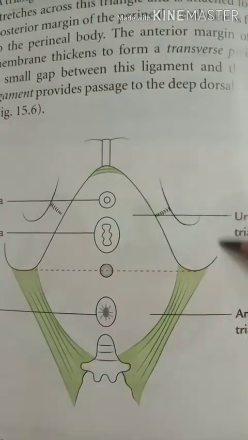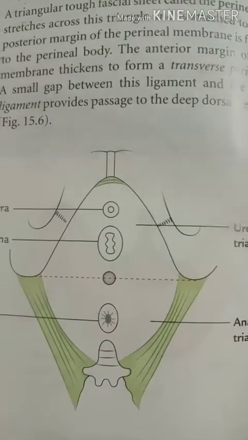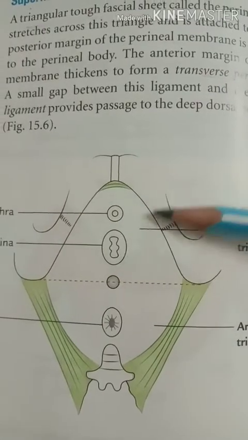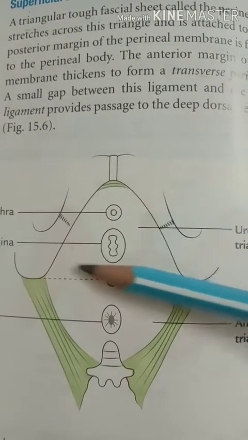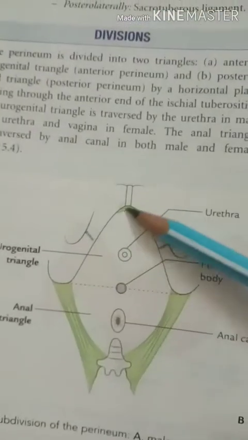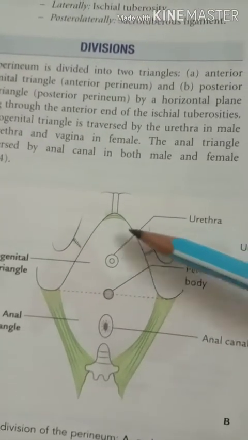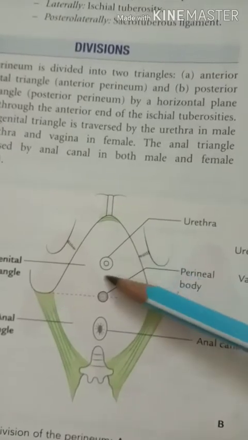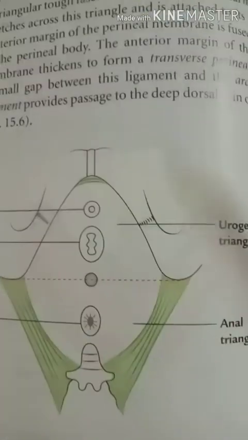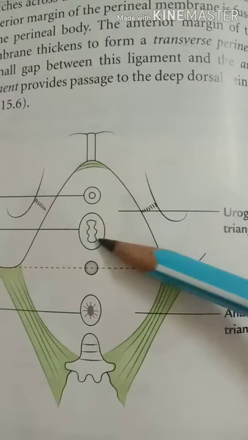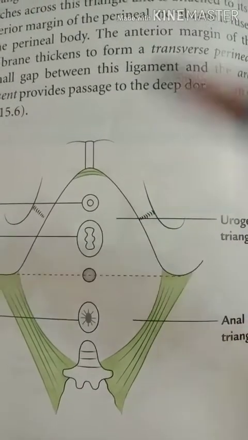So here in this diagram you can see the urogenital triangle, which is called the anterior perineum. This is the female urogenital triangle and this is the male urogenital triangle. Here you can see the urethra in the urogenital triangle, and in the female there is the urethral opening and the vaginal opening.